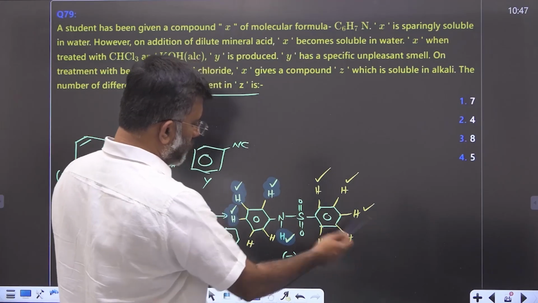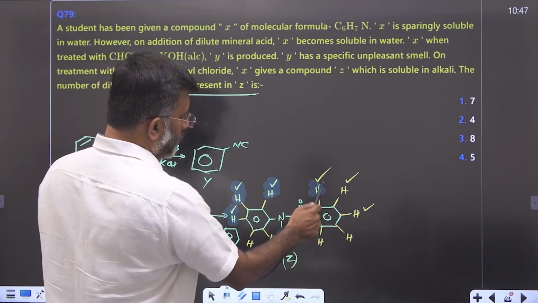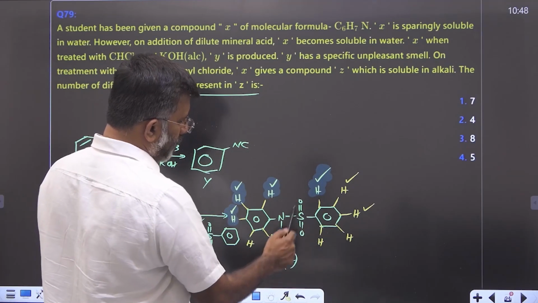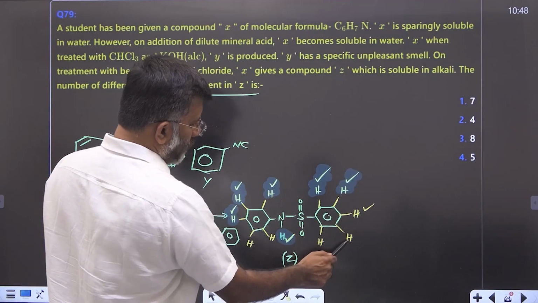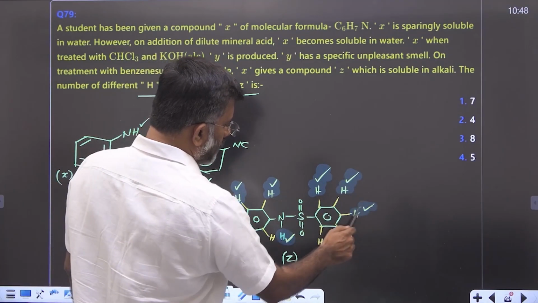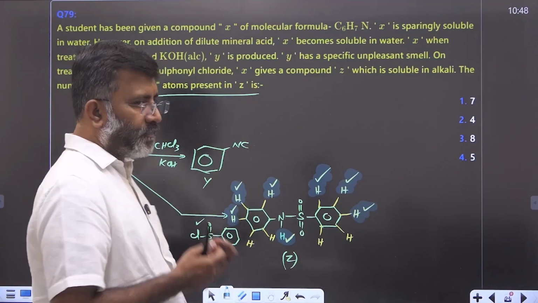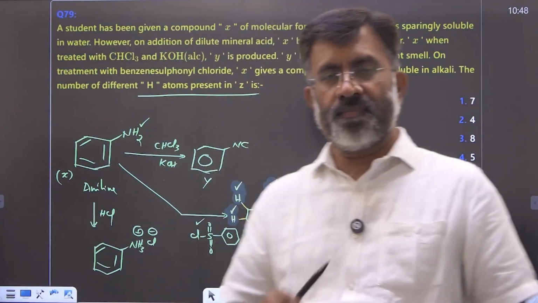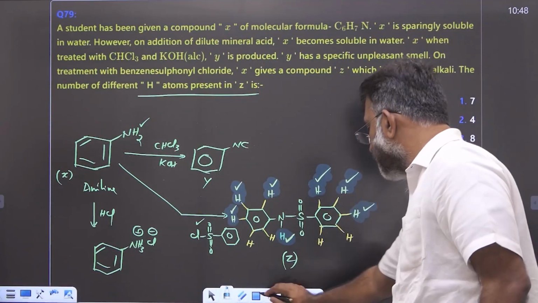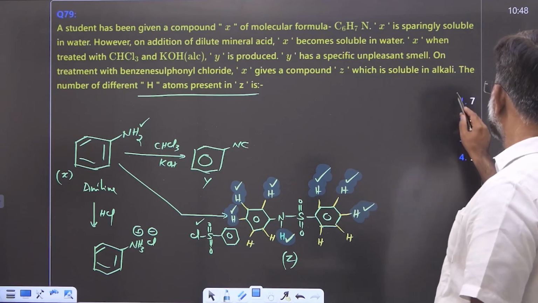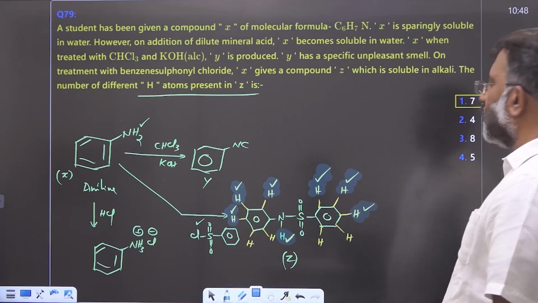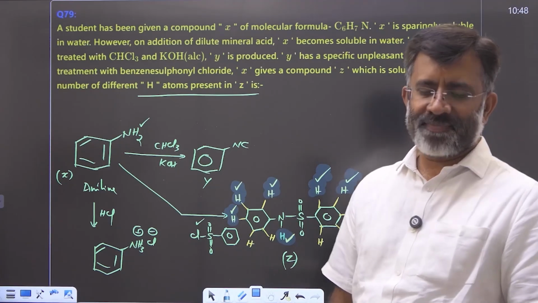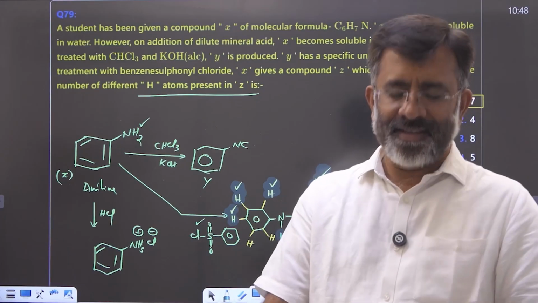And coming to the other side, this ring is entirely different. This hydrogen and this hydrogen are same, another type. This hydrogen and this hydrogen are same, another type. This hydrogen. So the total number of different types of hydrogen atom is 7. The answer is option 1, correct answer. Right? Clear? Next question.